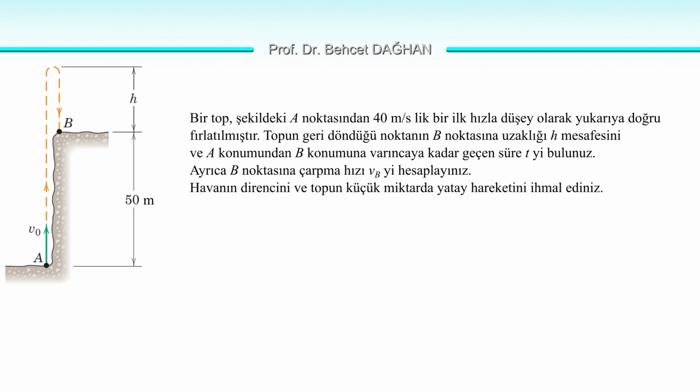Our topic, rectilinear motion. A ball is thrown vertically upward from point A in the figure with an initial velocity of 40 meters per second. Find the distance h from the point where the ball returns to point B and the time t from position A to position B. Also calculate the velocity Vb at which the ball hits point B, neglect air resistance and the small horizontal movement of the ball.